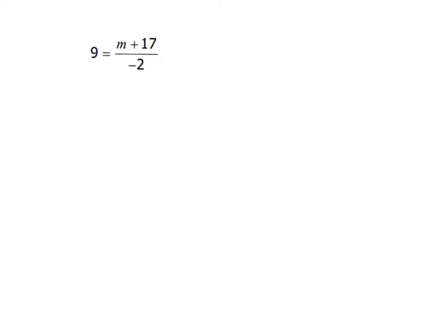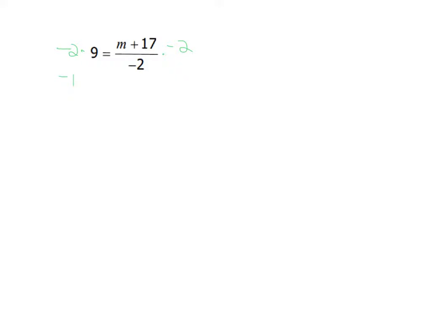All right, this last one's very similar. You could actually pause the video and try it by yourself if you wanted. I have (m plus 17) all divided by negative 2, and that's equal to negative 9. So since this is divided by negative 2, I'm going to multiply both sides by negative 2.